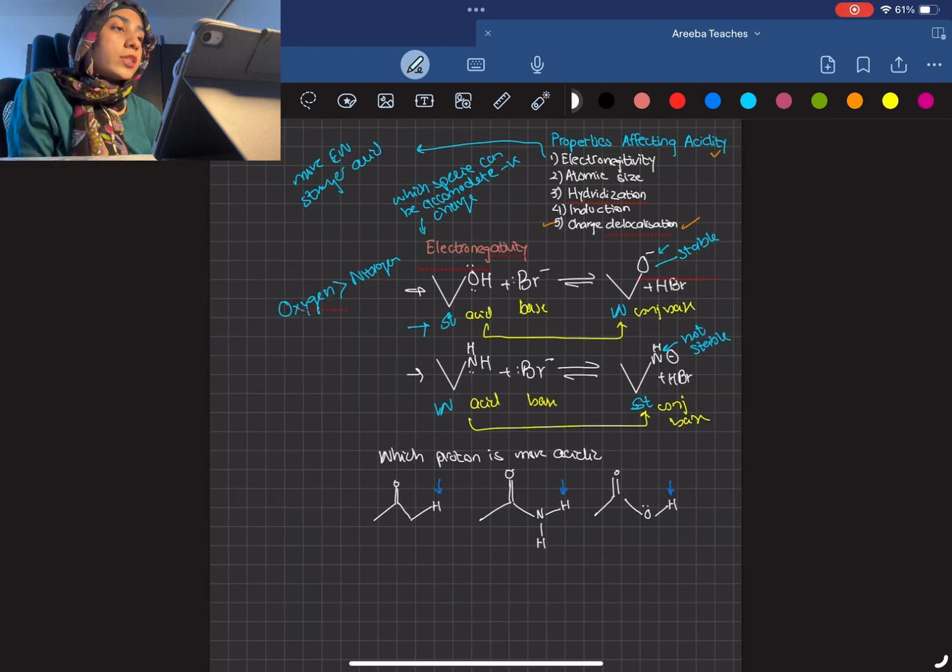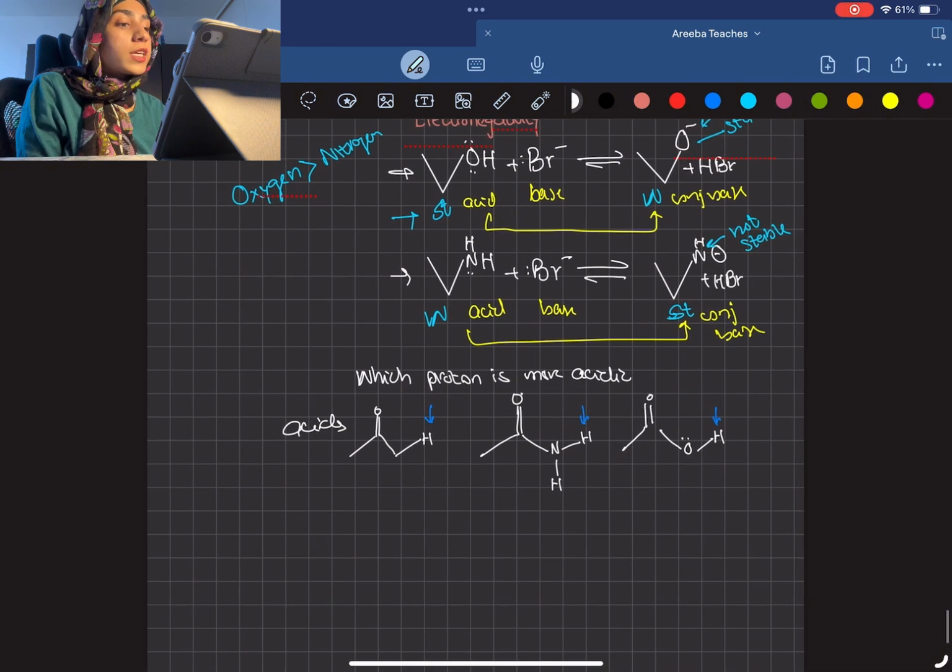Before we move on to other properties, we'll look at this question and see which proton is more acidic. Over here, I've marked the protons that we are considering. I know that all of them are acids, but I'm not making equations here. You don't always need to make equations. If you have a compound, you don't really need to react it with something and make an equation out of it.